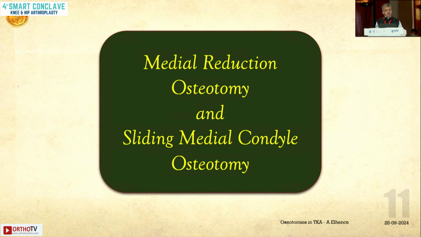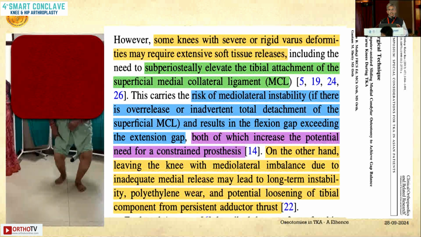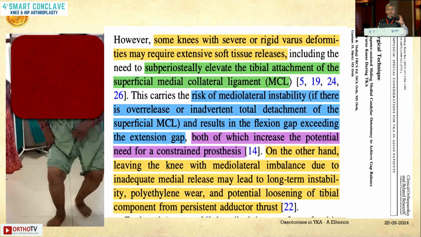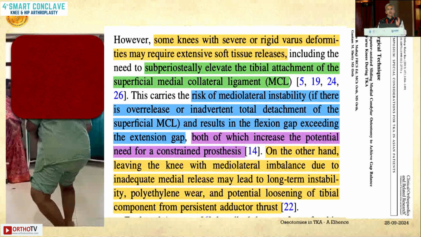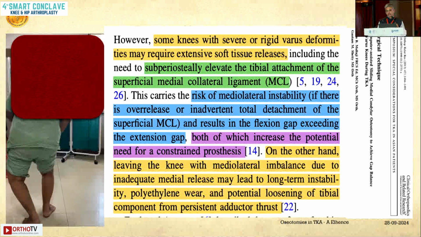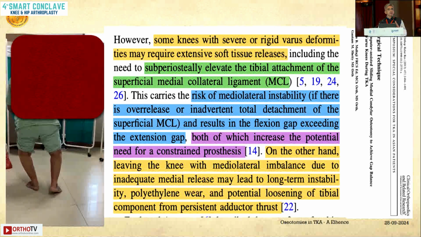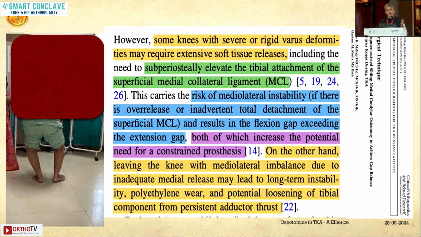The medial reduction osteotomy and the sliding medial condylar osteotomies. So very often we realize that the rigid ones, the very rigid varices, actually at the end of our releases will still have a lateral opening and a medial tightness, which might need release of the superficial medial collateral ligament in the pes. The risk and the danger of doing that procedure is that if we are not very careful and if we overdo that procedure, we will have a flexion space which is much more than the extension space, and then we start walking into the realm of building in more constraint into those knees.